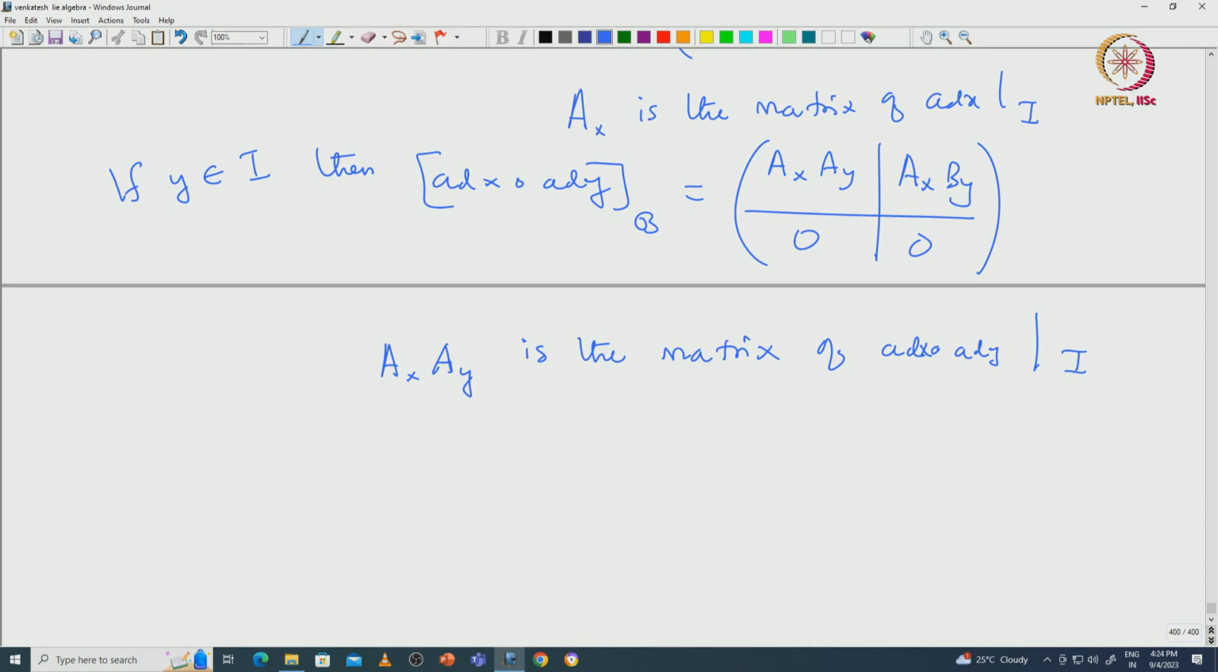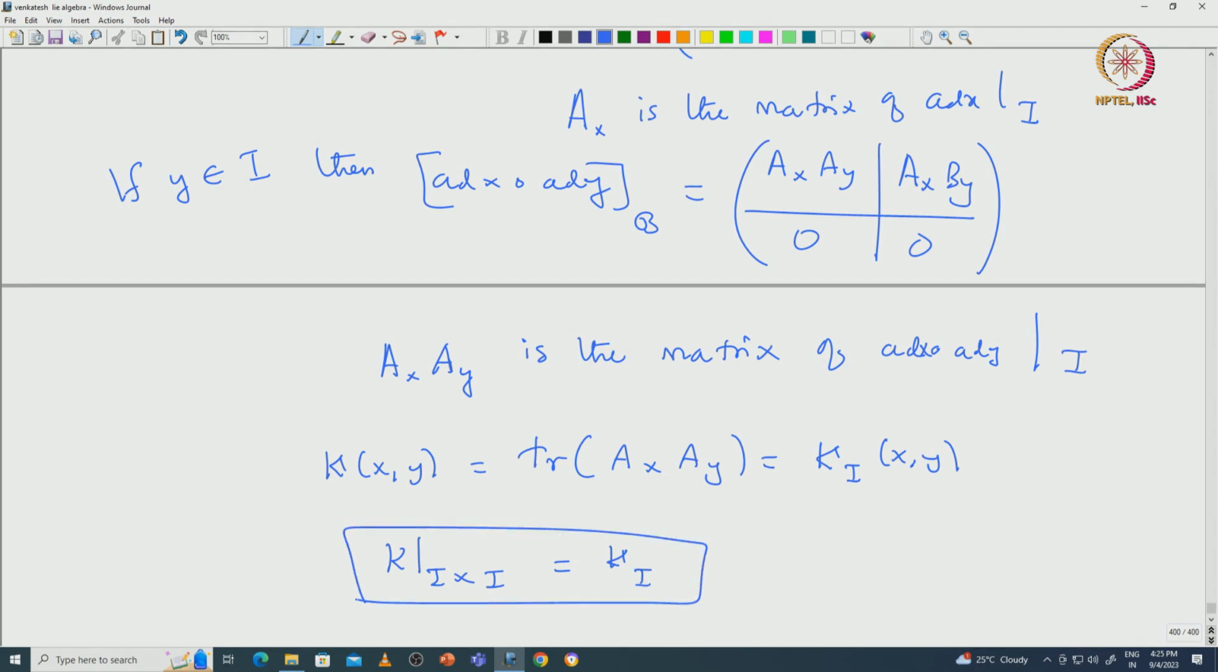So, if you compute kappa of x y, which is the restriction of kappa to I cross I, then you can see that this is the same as trace of A x A y, which is the definition of kappa I of x comma y. So, that proves that kappa restricted to I cross I is the same as kappa I. So, this proves that the killing form behaves very well with respect to ideals.